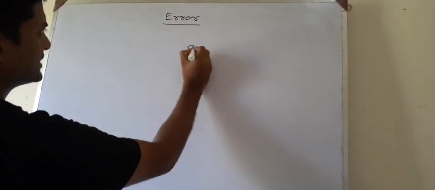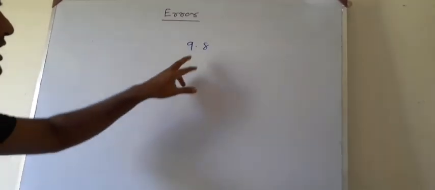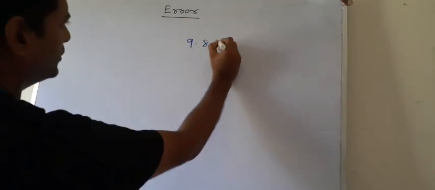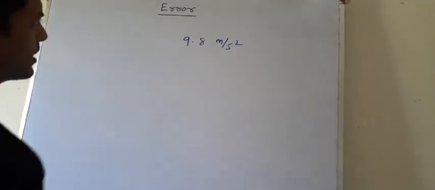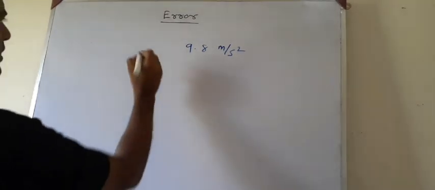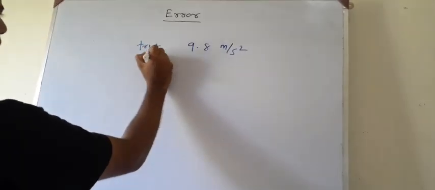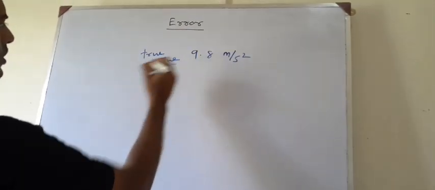So what is error? Basically error comes while we do some experiment or while we are estimating some value in a physical measurement. Suppose you are measuring acceleration due to gravity. All of you know that the value of acceleration due to gravity is 9.8 meter per second square. This is the true value. I can term it as true value or measured value.